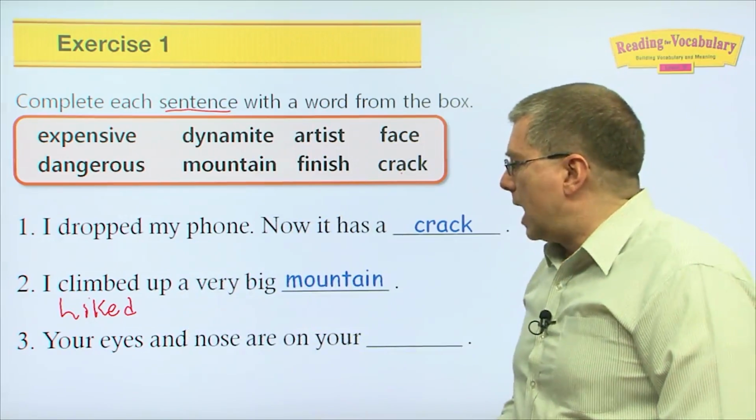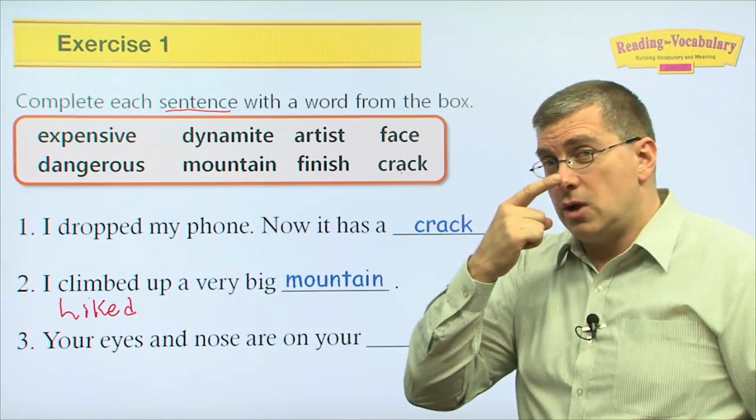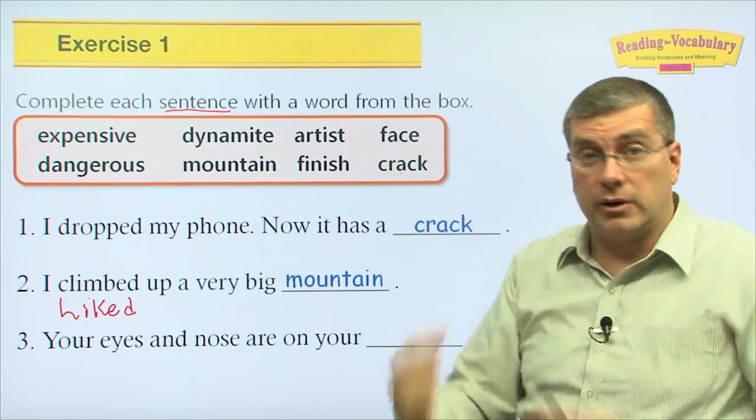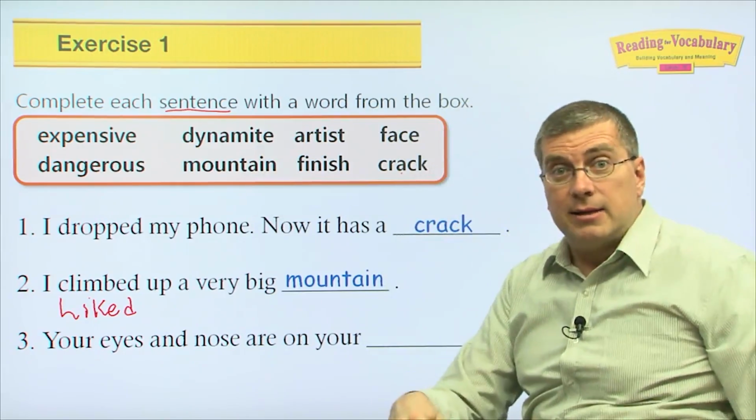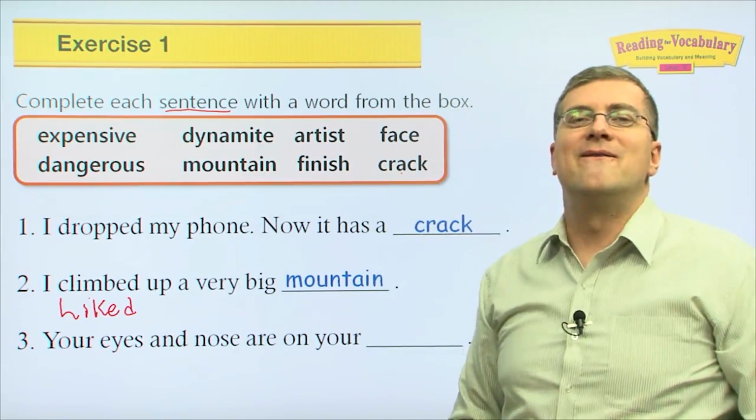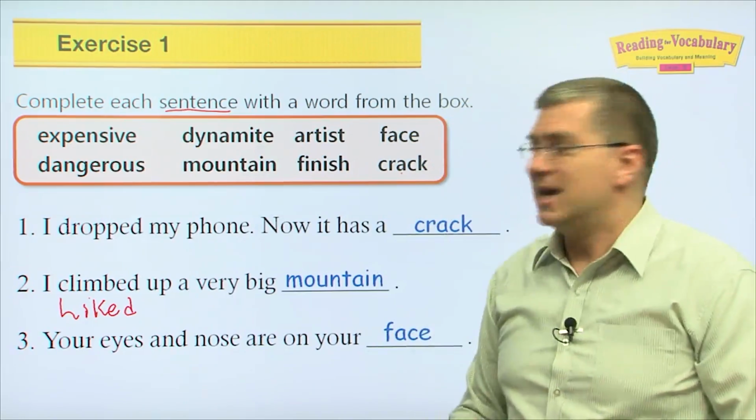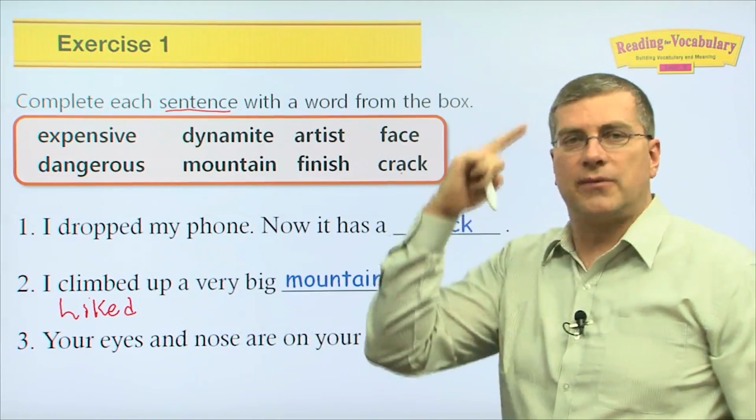Three, your eyes and your nose are on your what? On your elbow? No. On your knee? No. They're on your face. Of course we know that. That's easy. Your eyes and nose are on your face.